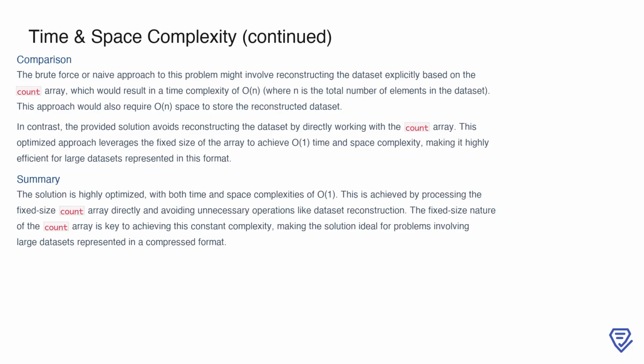In contrast, the current solution avoids this by directly working with the count array, leveraging its fixed size to achieve constant time and space complexities of O(1). This eliminates the need for dataset reconstruction and significantly reduces overhead. By processing the compressed representation of the data efficiently, the solution is ideal for handling large datasets.